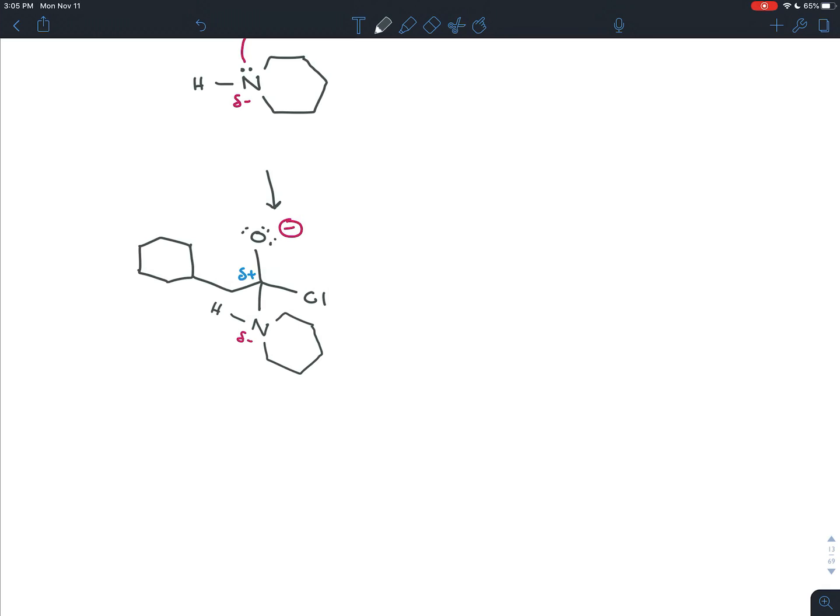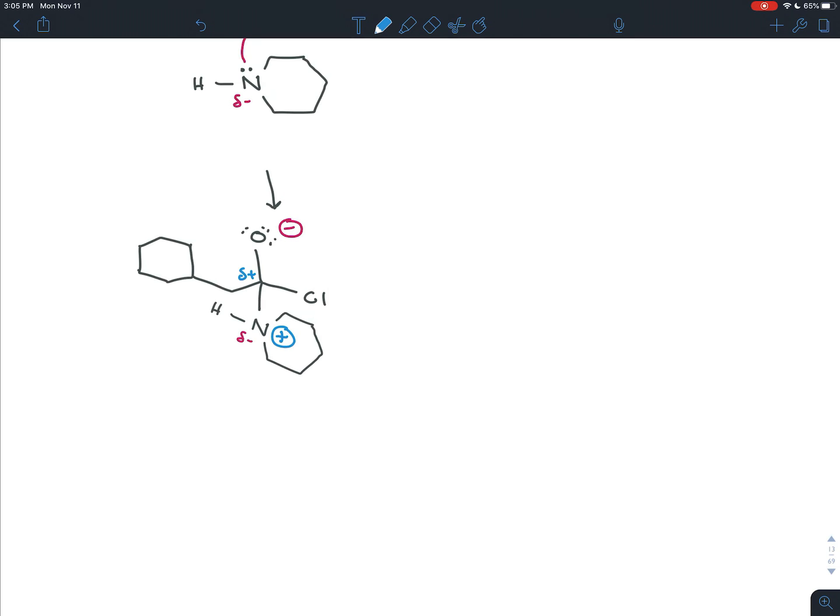And this nitrogen, which has four bonds now, has a full positive charge. It had those electrons in the lone pair all to itself before. Now those are getting pulled away by this carbon in this bond, and so the nitrogen is losing electron density and has a full positive charge. In general, anytime nitrogen has 4 bonds, it has a positive charge.